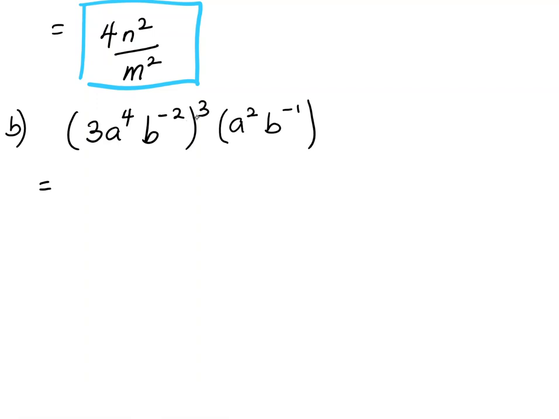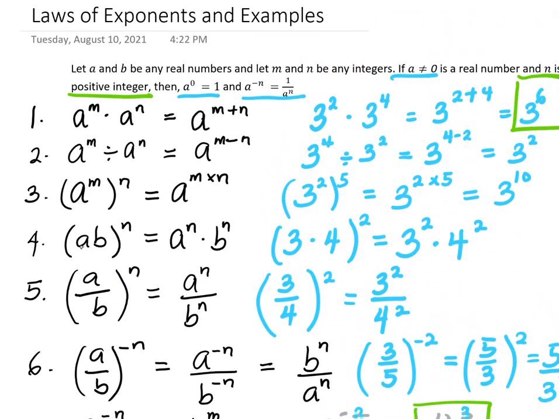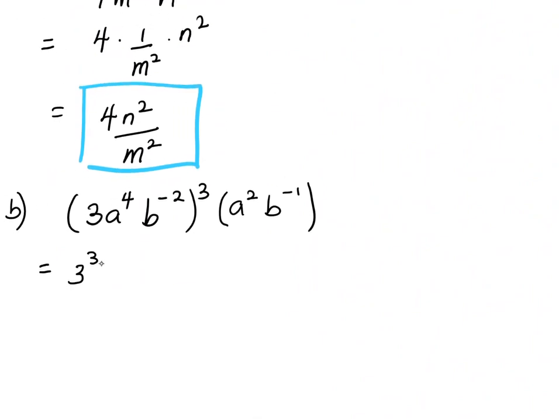Well, I can apply rule number 4 by saying this is 3 raised to the power of 3. Remember, it must affect everything inside. Rule number 4, a raised to the power n times b raised to the power n. So it has to apply to everything inside. So then a raised to the power of 4, do not forget that you have to raise it to this 3. Then b raised to the power of -2, do not forget you have to raise it to this 3. Before you have a raised to the power of 2, b raised to the power of -1.